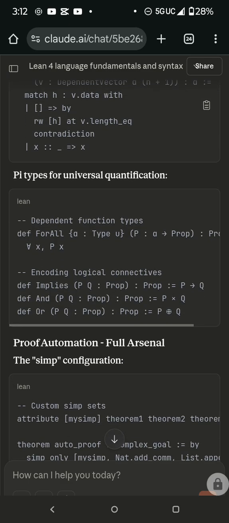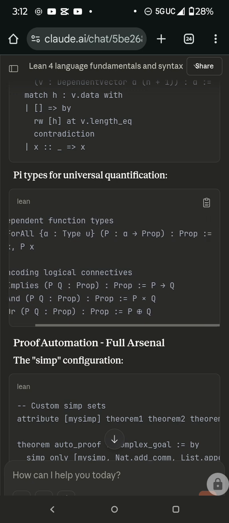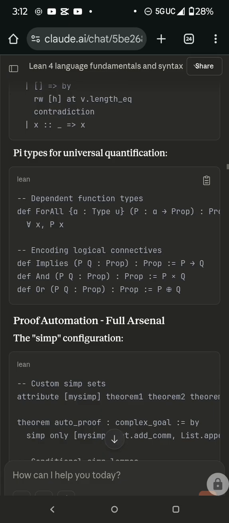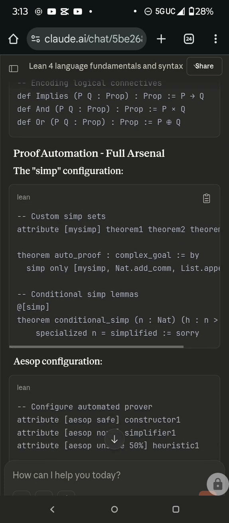Then pi types for universal quantification, dependent function types. We define for all values like this, like that, and then setting it like that. Encoding logical connectives. Yeah, we want to encode logical connectives in a sense that it enables us to invoke and leverage and use these things a little more deeply and better, right? More fully. Defining all as follows, setting things like this. What does this open up practically? It might really do some things. So we could get further explanations on these. Next, proof automation.